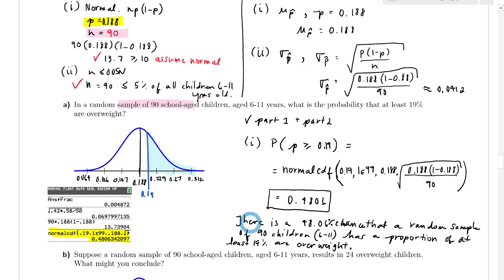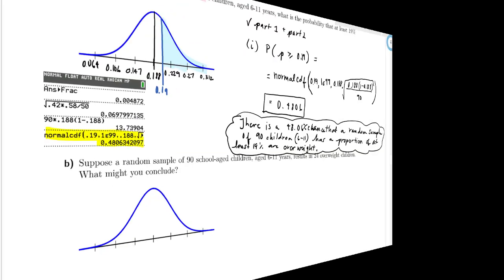So there is, and I apologize for this kind of scribble. I'm getting used to the tablet still, because I write small naturally, so I apologize. There is a 48.06% chance that a random sample of 90 children, because remember we're taking a bunch of samples, right? So if we randomly selected this one sample of 90 children, that it has a proportion of at least 19% are overweight. So that's kind of like a thought.